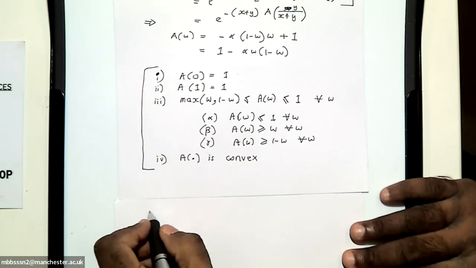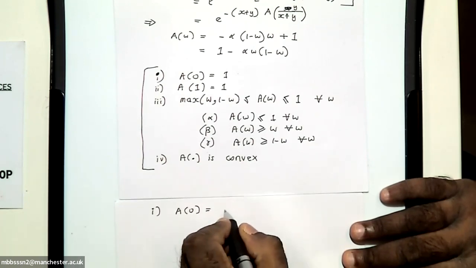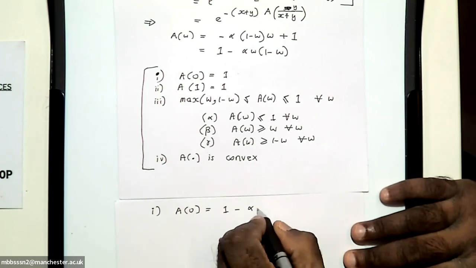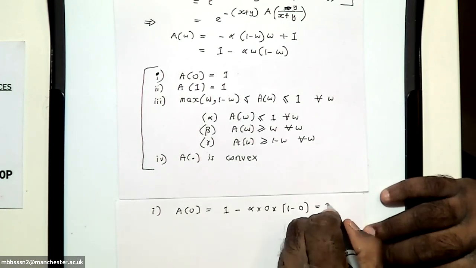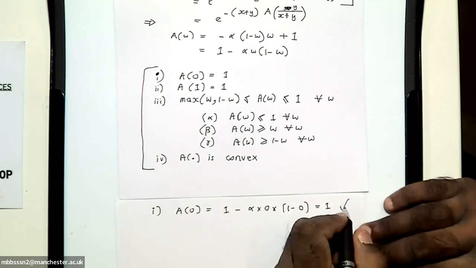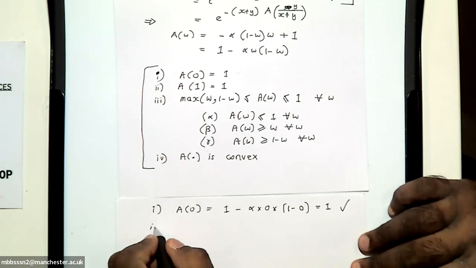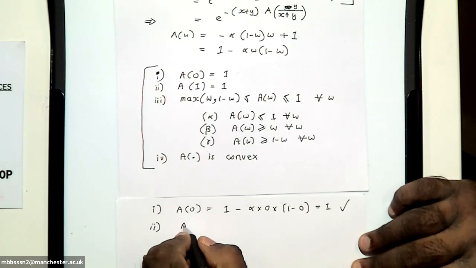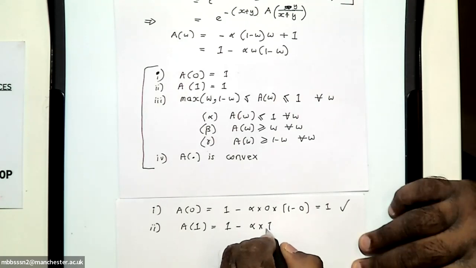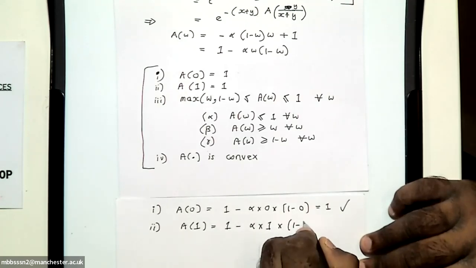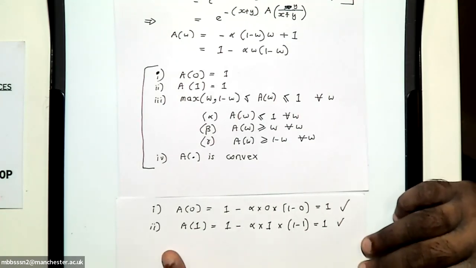So let's start with condition 1. A of 0 is 1 minus alpha times 0 times 1 minus 0, which is really equal to 1. So this condition is satisfied. Part 2: A of 1 is 1 minus alpha times 1 times 1 minus 1, which is equal to 1. So condition 2 is satisfied.